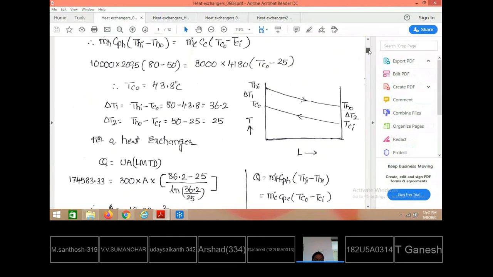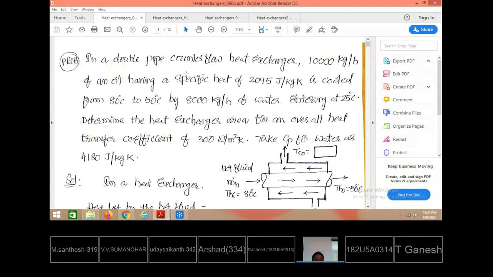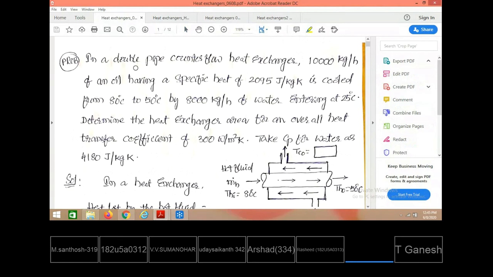In a double pipe counterflow heat exchanger, counterflow means both fluids are traveling in opposite directions. Double pipe means there are two pipes. Through the innermost pipe one fluid is flowing, and through the gap between the two tubes, the annular space, the other fluid is flowing, traveling in opposite directions to each other. In the heat exchanger, an oil at a mass flow rate of 10,000 kg per hour, having a specific heat of 2095, is cooled.